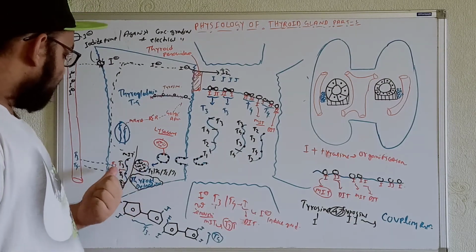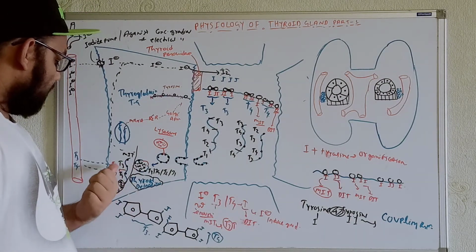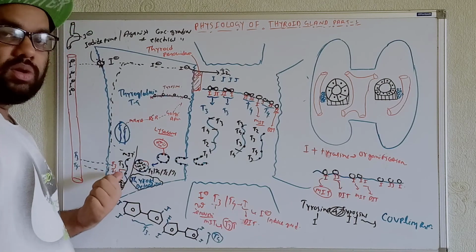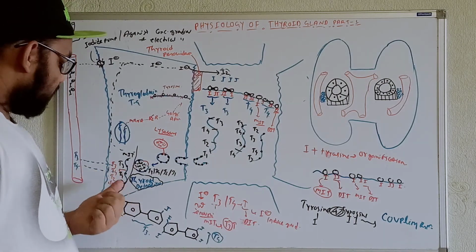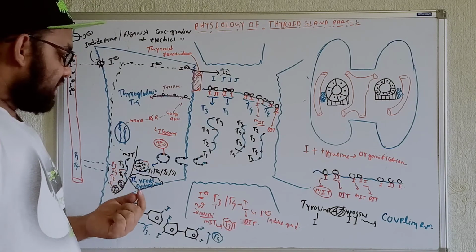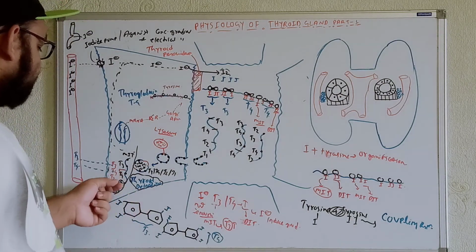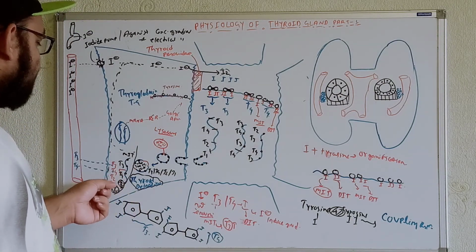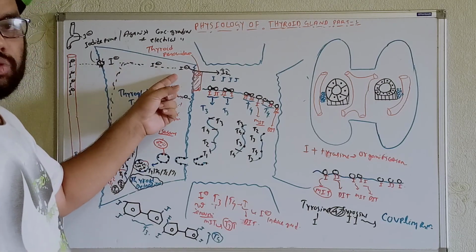So whenever we get the production of T3, T4, T2 and T1, for use within the circulation we will take T3 and T4. But as we don't need T2 and T1, there is another enzyme that will cause the recycling or reusing of T2 and T1 again, and they will be sent back over here.